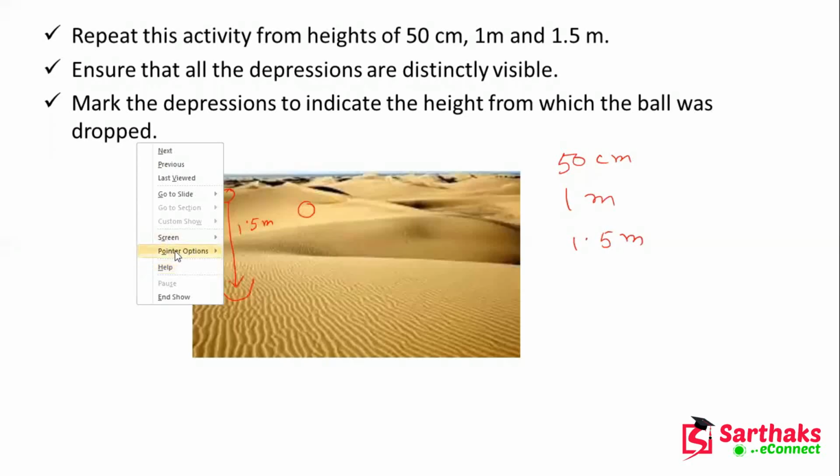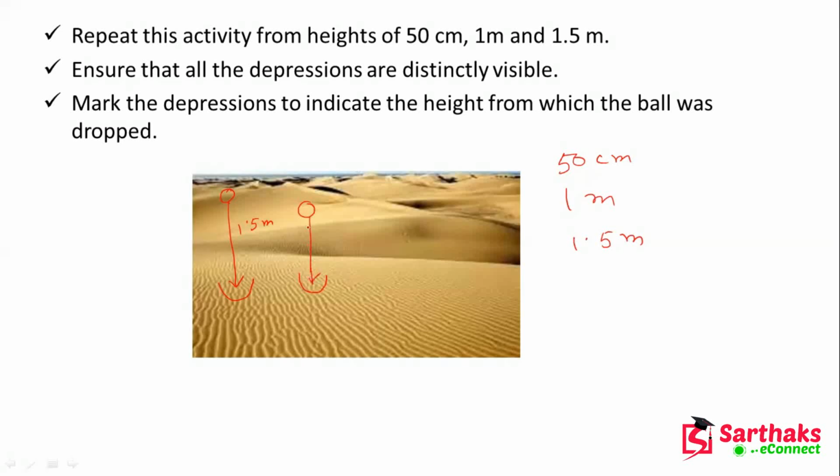Okay, just a minute. From this, you just measure the depression. So here from 1 meter, then from 50 centimeter, you measure the depression in different places, right? Not in the same place. Now mark the depression to indicate the height from which the ball was dropped.